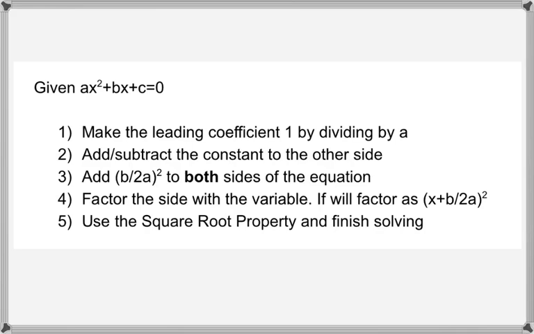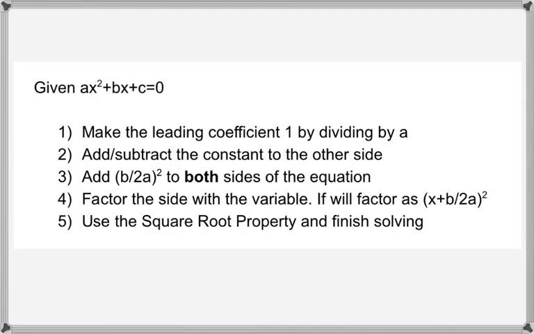So here's what we want to do. We can do steps 1 and 2 in either order. It doesn't matter whether you do step 1 or step 2 first. Sometimes you might not need to do step 1 or 2. For example, if the leading coefficient is already 1, then that step is done. But we need to make the leading coefficient 1, and we need to make sure that the constant is on the opposite side of the squared term and the linear term.